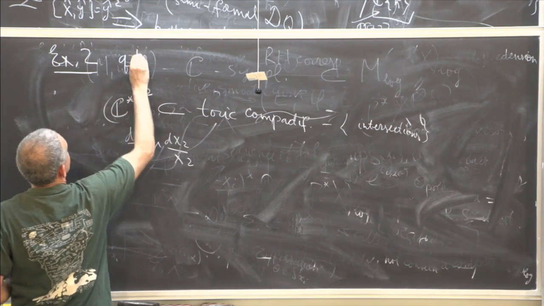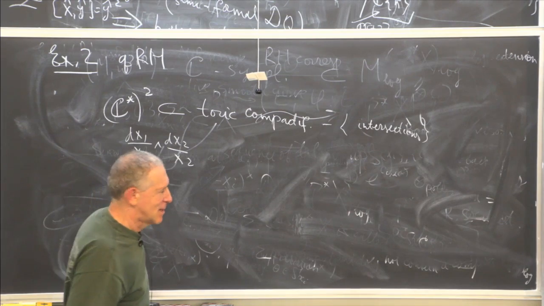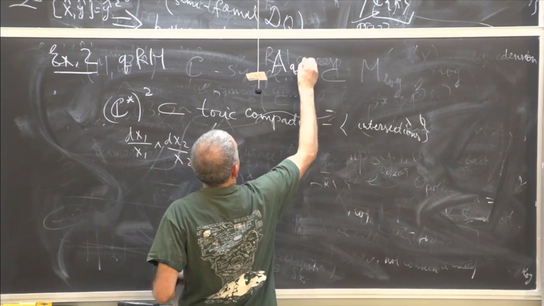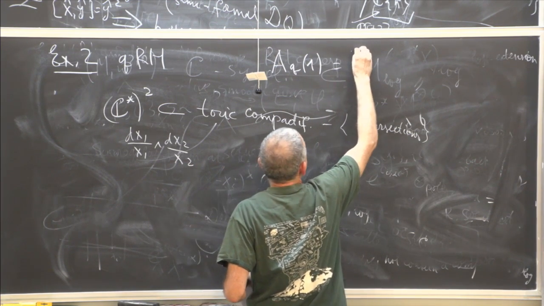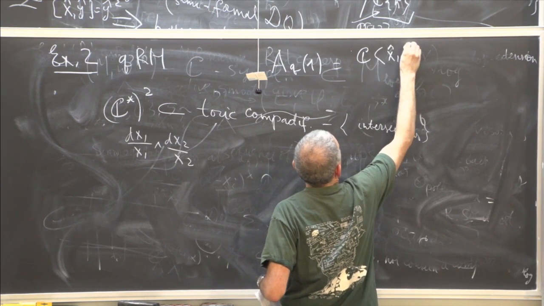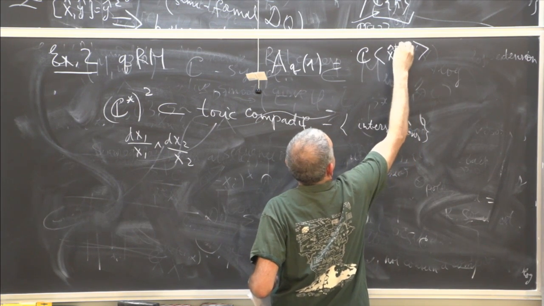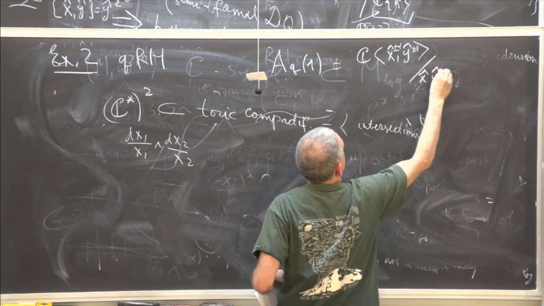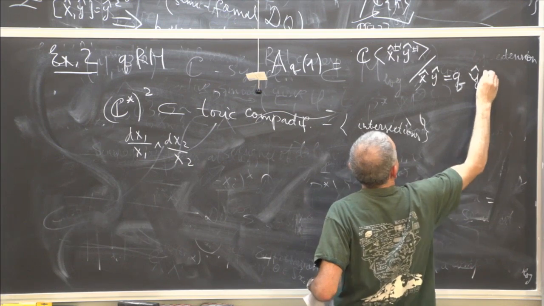Let's call it Q Riemann-Hilbert, and Q because the algebra which we will be talking about is a quantum torus. It's an algebra with two, let's say, invertible generators and one relation.